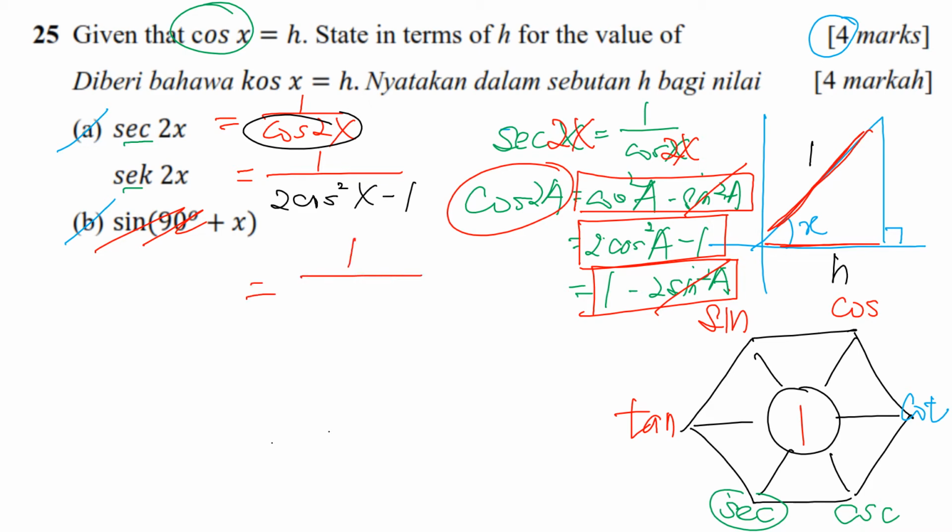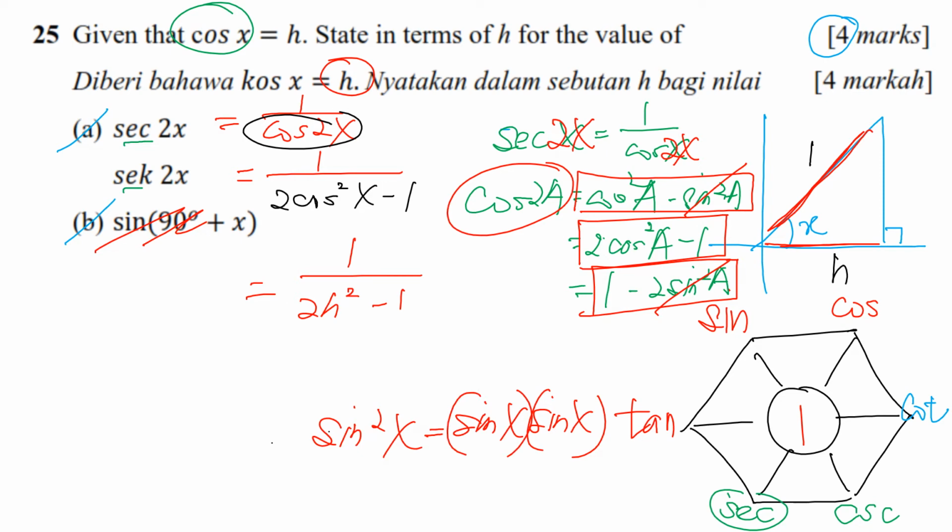I'm going to sub 1 over cos x. What is cos x? Cos x is h. So cos squared x means that it's h squared, minus 1. So that's how you get your answer. Remember just now I told you in the earlier question, I asked what is the value of sine squared x? It is sine x times sine x, so we simplify and write it as sine squared x.